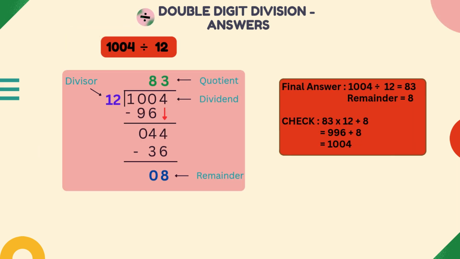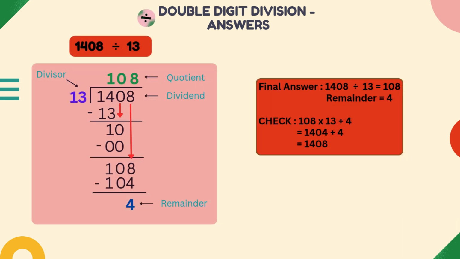1004 divided by 12. Our final answer is 83 with remainder 8. To check the answer, 12 times 83 is 996 plus 8 gives 1004. So our division is correct.